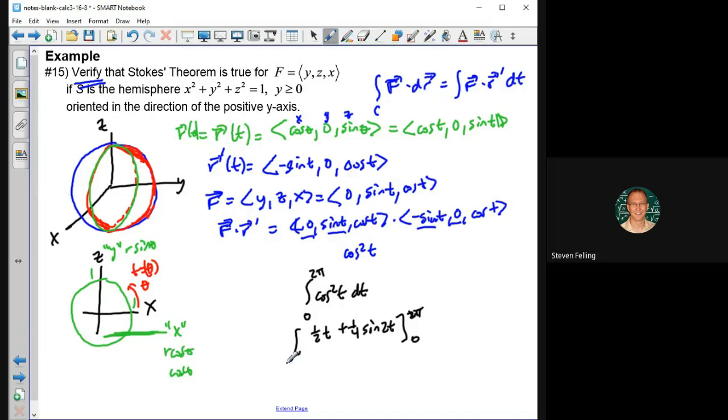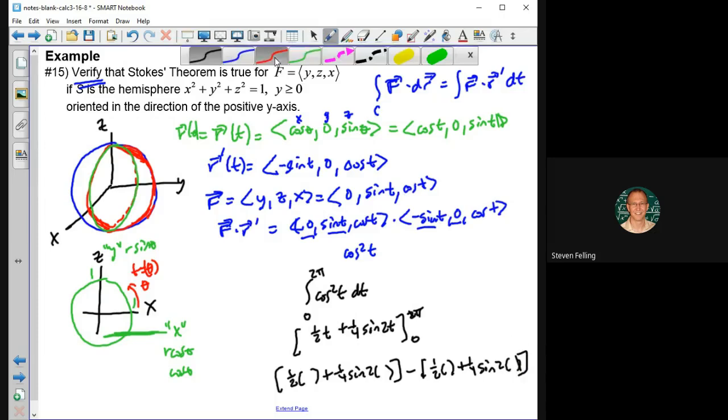So you get your two copies, 1/2 something plus 1/4 sine of 2 times something, minus the other copy, 1/2 something plus 1/4 sine of 2 times something. You would plug in 2 pi over here and 0 over here. And when you're all done, that evaluates to pi.